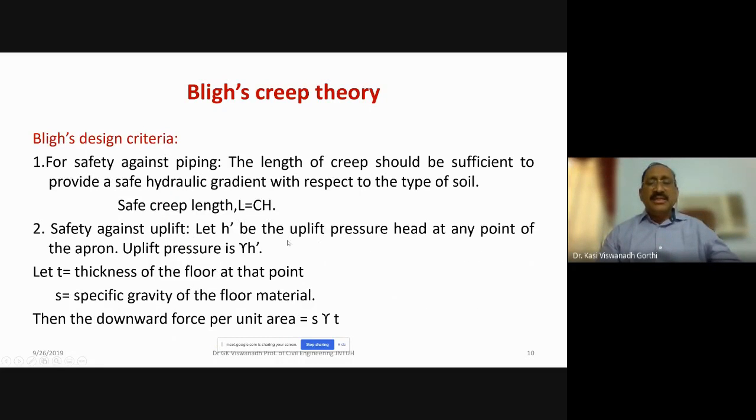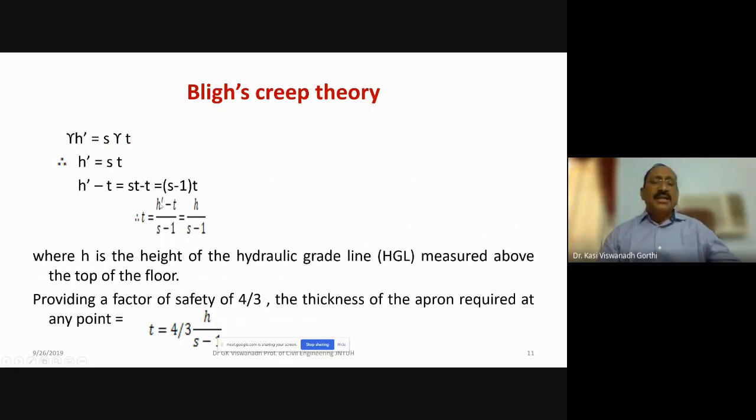So what is H dash? It is the uplift pressure head. If it is deducted with the thickness, you will be getting the net pressure head or head causing flow. So h is the height of this hydraulic grade line, HGL, measured above the top of the floor. So the thickness of the apron at any point T will be equal to the height of the hydraulic gradient line at this point divided by S minus 1. S is the specific gravity of the material used for apron.